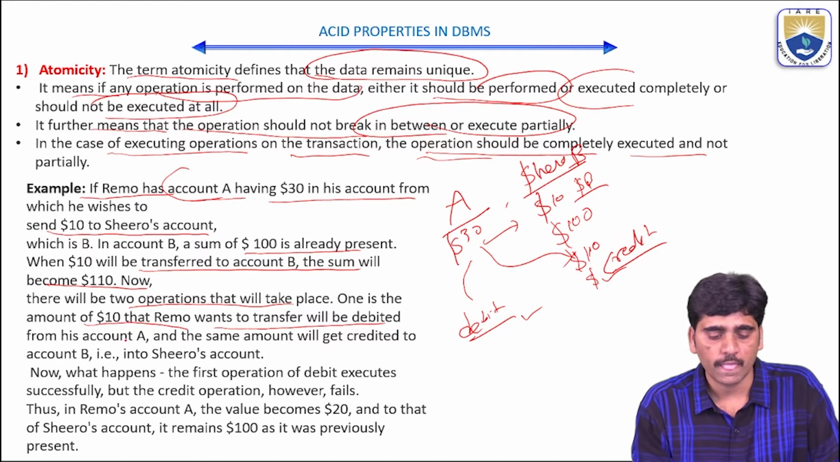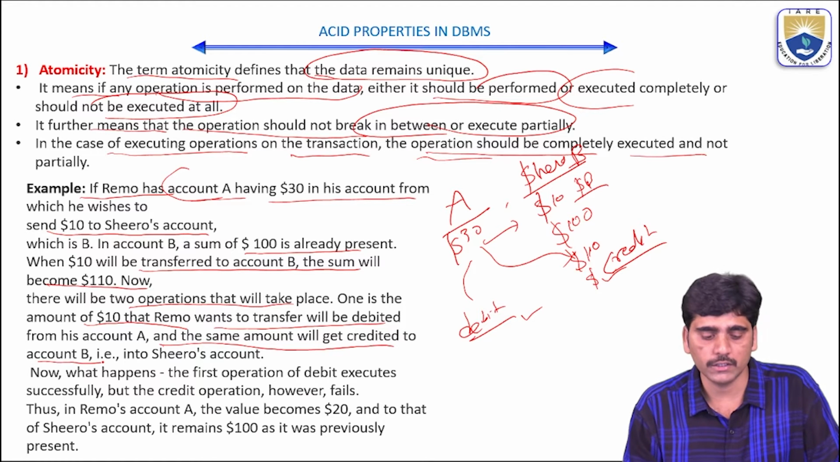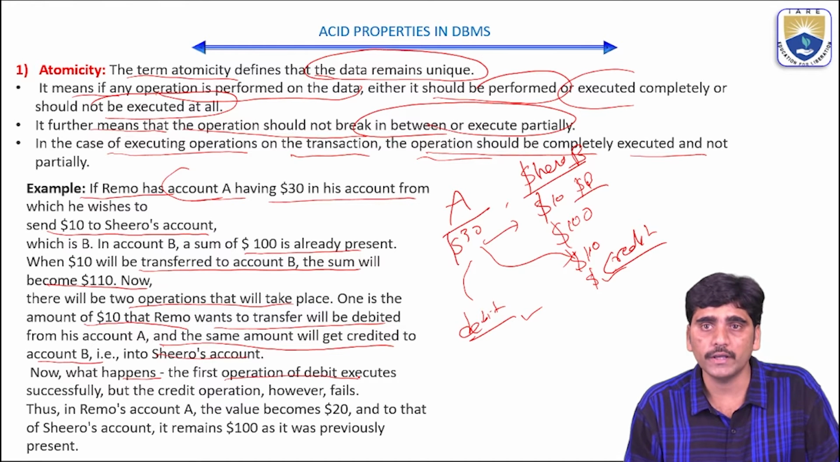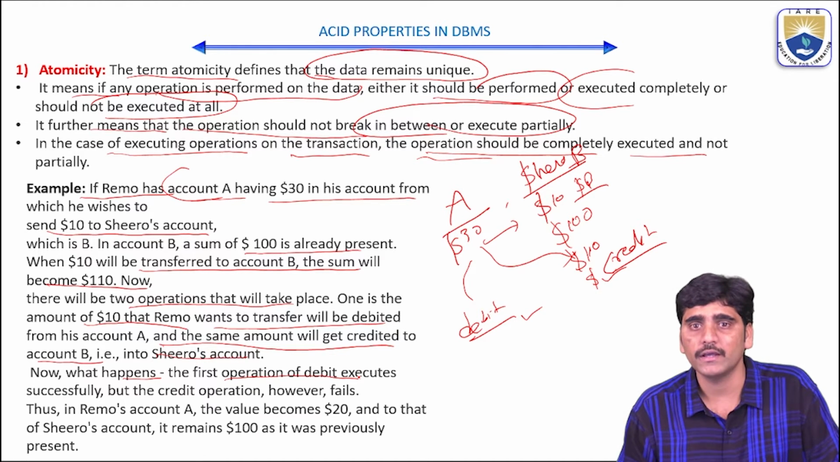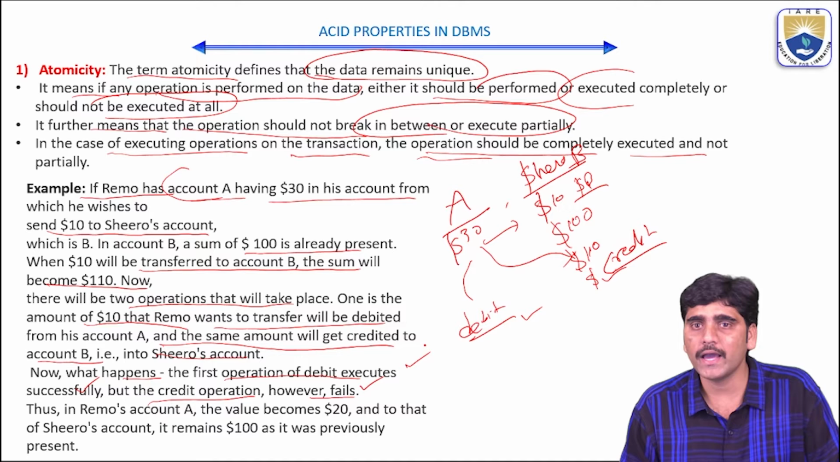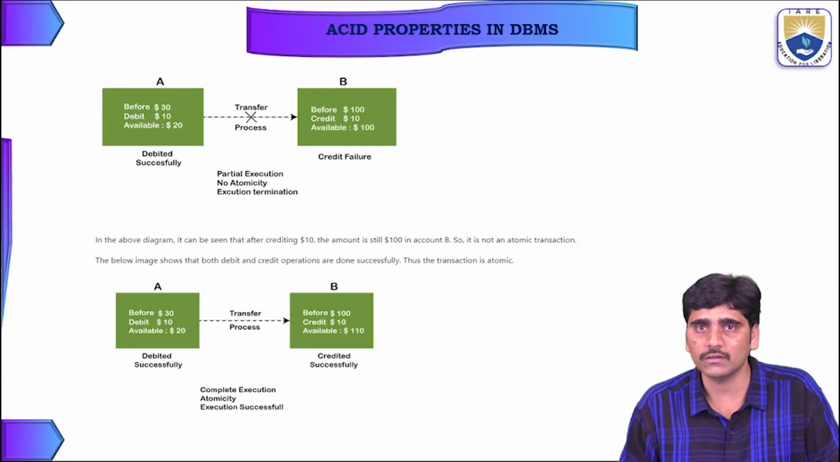The same amount will be credited into account B. So now what happens? The first operation, debit, executes successfully, but the credit operation fails. Sometimes the credit operation may fail. By seeing this diagram, you will understand all the things.